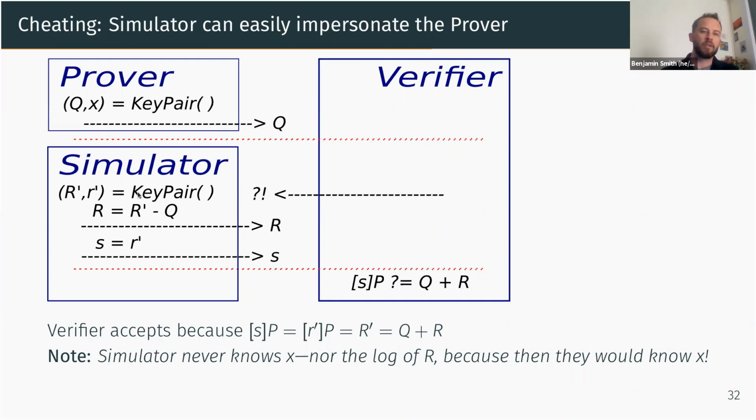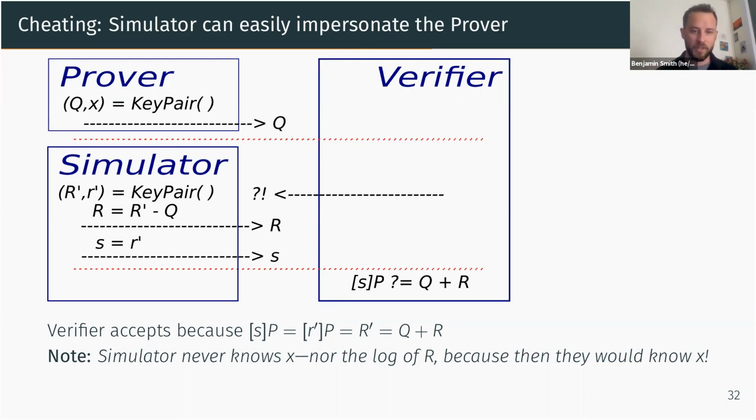You generate your key pair, R prime and little r prime, but this time, instead of publishing the legitimate public key R, you publish something that the verifier will see as a public key, but it's R prime minus Q. So you've taken the public key and subtracted it off. And then you're setting S to be little r prime, the discrete log of big R prime. Why are you doing this? Well, you don't know what X is. So you can generate an ephemeral key, but you don't know the discrete log of the sum, because you know your own discrete log, but you don't know the prover's discrete log.